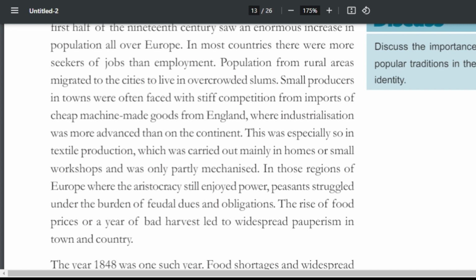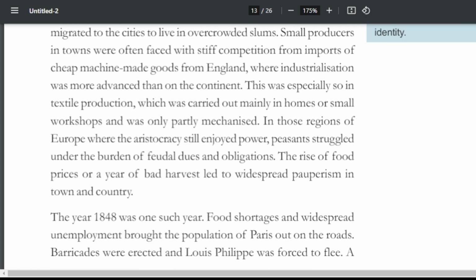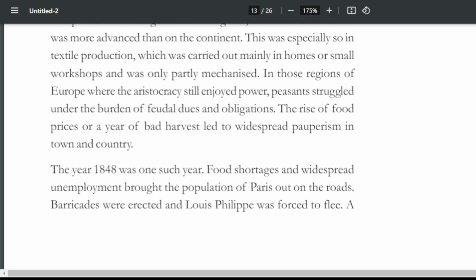This was carried out mainly in homes or small workshops and was only partly mechanized. In those regions of Europe where aristocracy still enjoyed power, peasants struggled under the burden of feudal dues and obligations. The rise of food prices or a year of bad harvest led to widespread pauperism in town and country. The year 1848 was one such year.